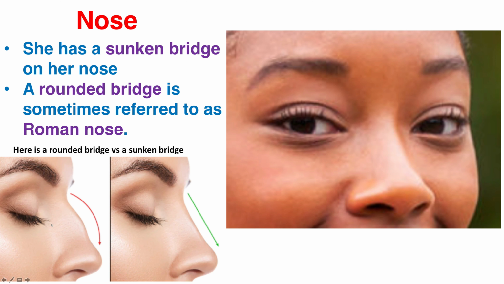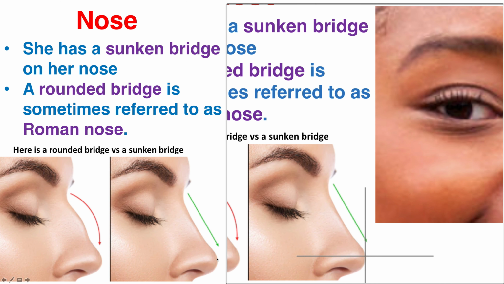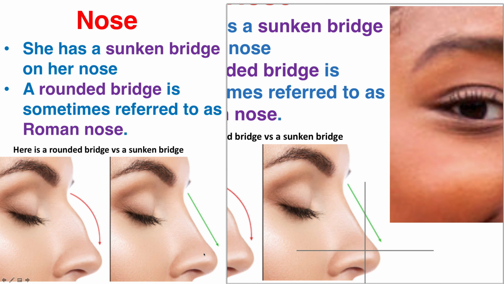So in contrast, here is a raised bridge. Here's the tip of her nose, and you see that the bridge of her nose goes higher than the tip. So she has a raised bridge or a rounded bridge. Sometimes this is referred to as a Roman nose. Versus here is a sunken bridge where the bridge is lower than the tip.